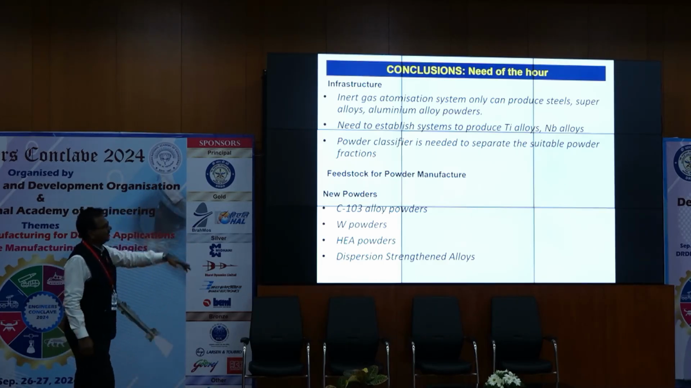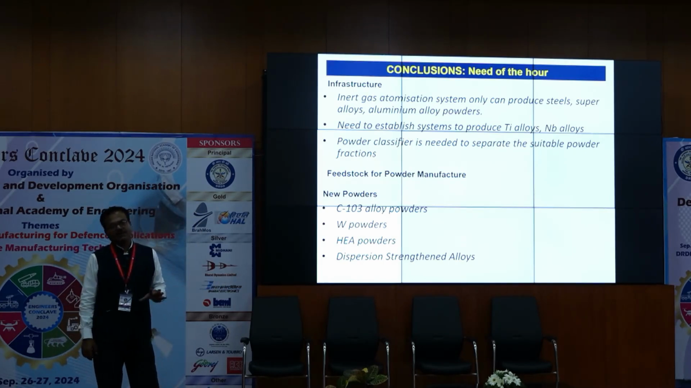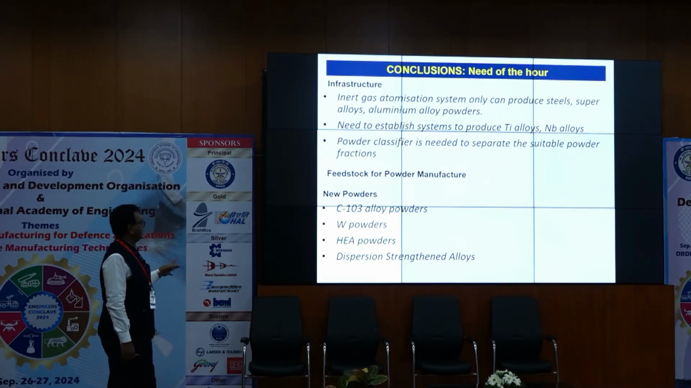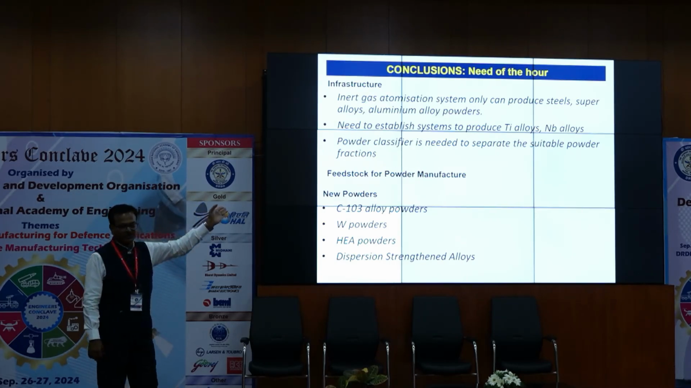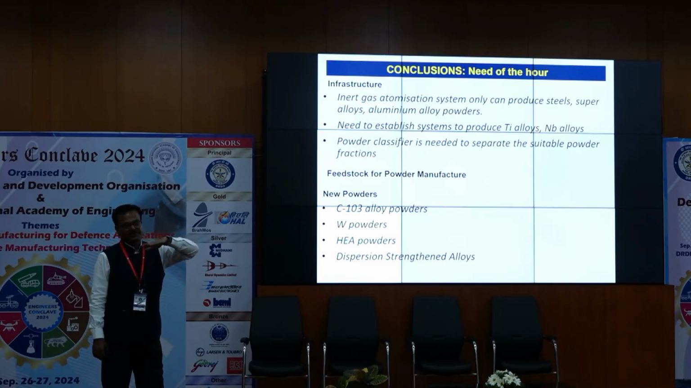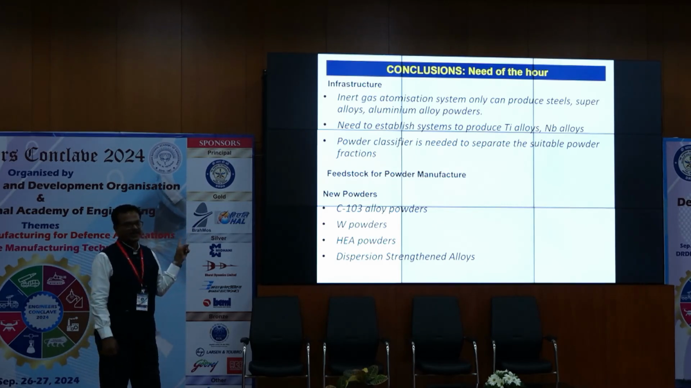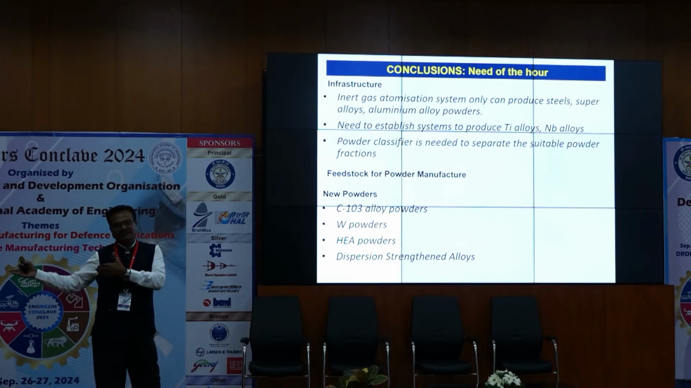What I'm trying to say is that we need to have infrastructure to produce all kinds of powders of all sizes that we need. Inert gas atomization can only produce steel, superalloy and aluminum alloy powders, so they don't do titanium alloy powders or even high temperature alloys. And also the other point, as mentioned by my earlier speakers, is feedstock for the powder manufacturing. That is a very, very important thing. We should have the capability to produce a clean ingot, because if you don't, you end up with unclean powders.